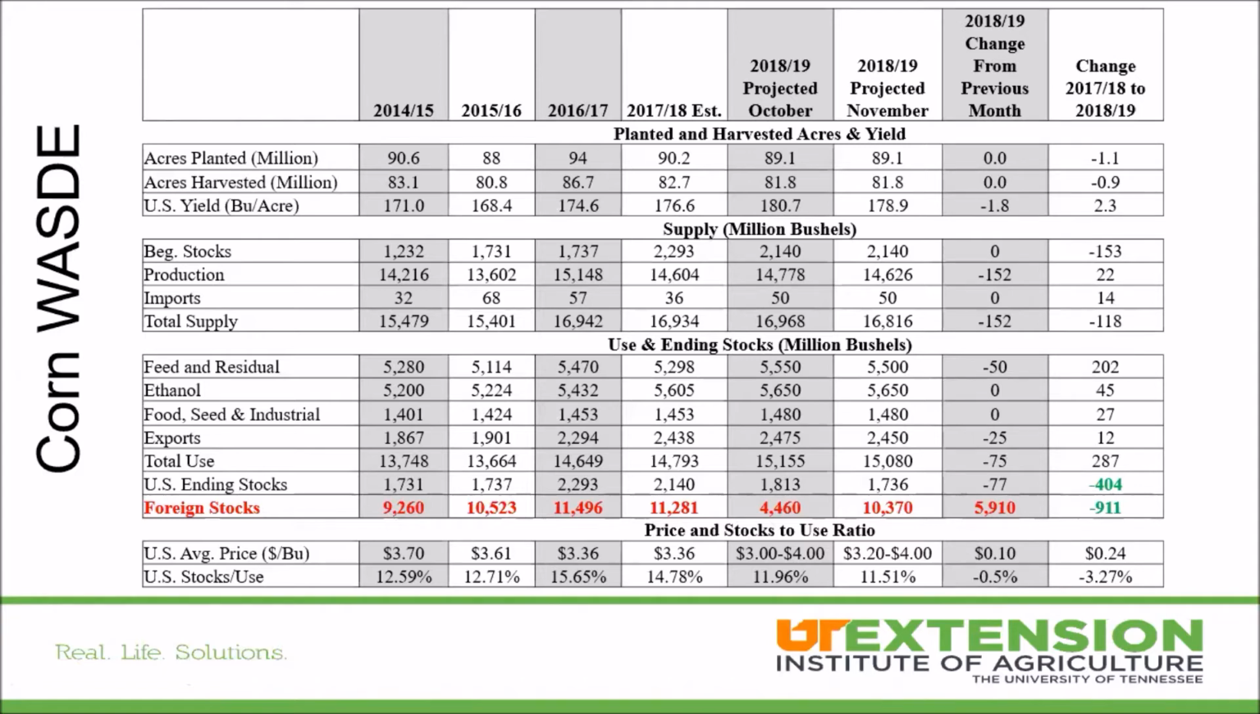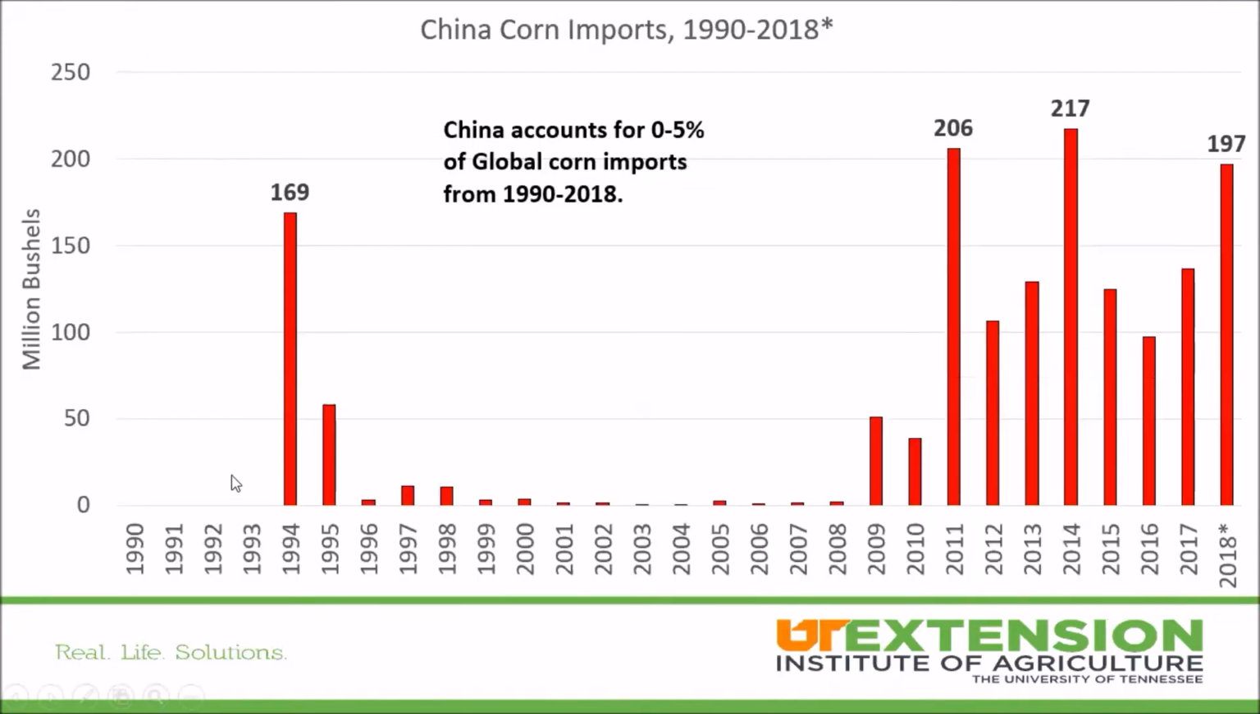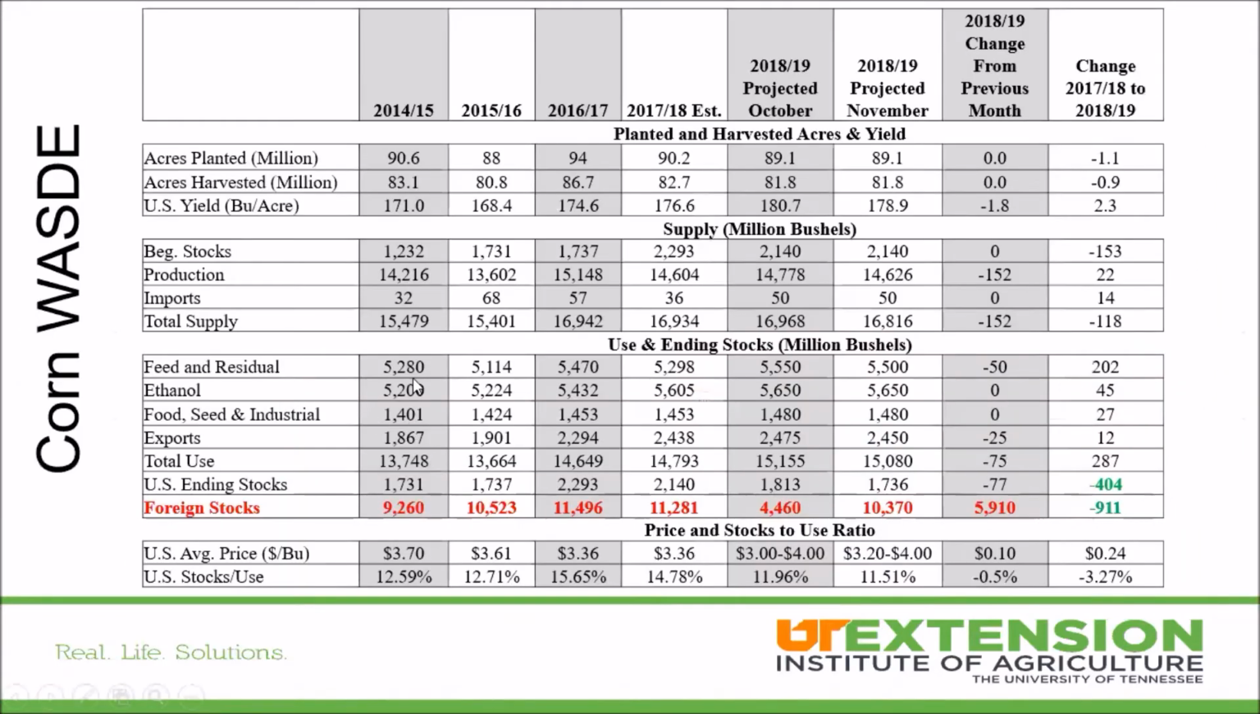Has anything changed with the underlying outlook? Not really. So if we look at Chinese corn stocks, what we will look at is the imports from 1990 to 2018. You can see China accounts for about anywhere between 0 to 5% of global corn inputs over this time period. And for the 2018-19 marketing year, the one that we're entering right now, China's projected to end up importing not quite 200 million bushels of corn, which again, when you look back at what the balance sheet ends up having for our total use is a very small amount.